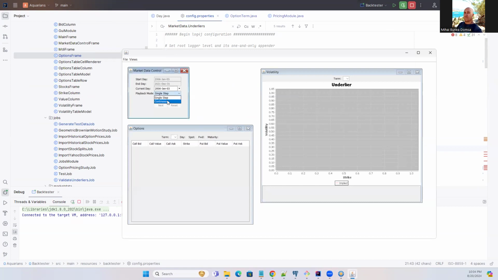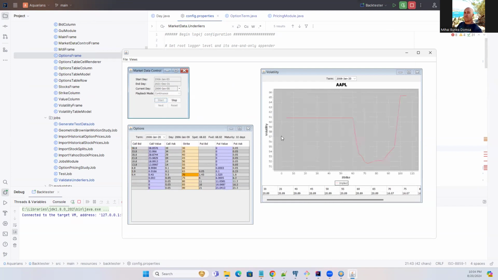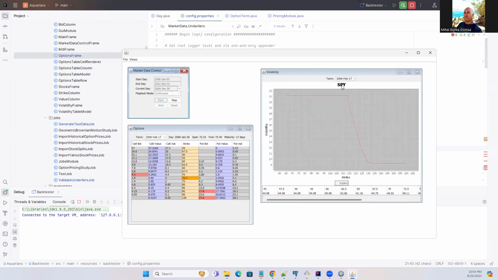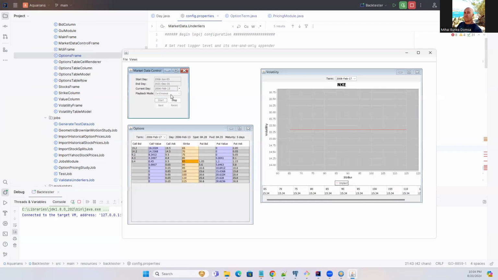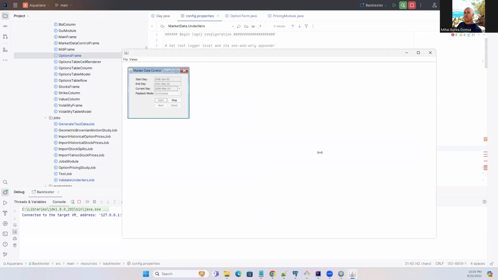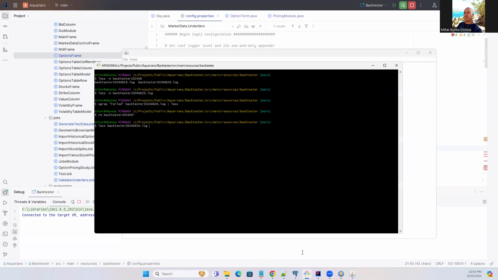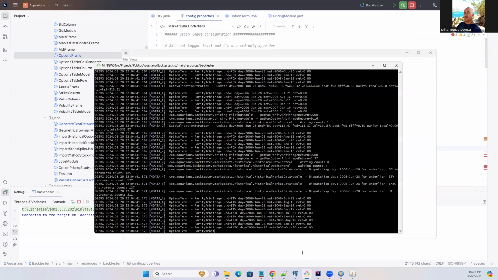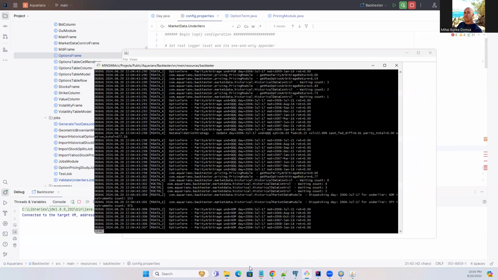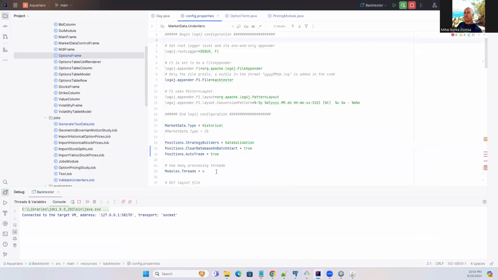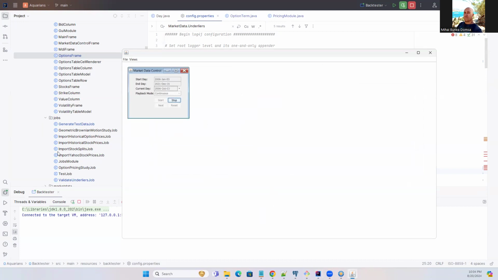So move this to continuous and click start. And you can see here how it's cycling through all the underliers and goes through all the days. So close the UI because it's slowing the processing a little bit. Take a look at the log, just to make sure there are no problems. See that it's processing on 4 threads, like it's configured here, and we'll have to wait for it to complete.